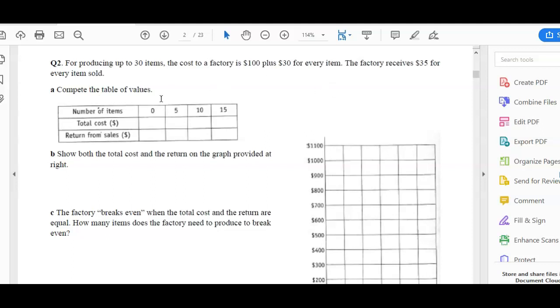Okay, so complete the table of values. So we've got number of items and total cost. And you'll notice that I've gone away from Word because I don't know what happened, but it's just weird now. So Adobe, please be kind to me.